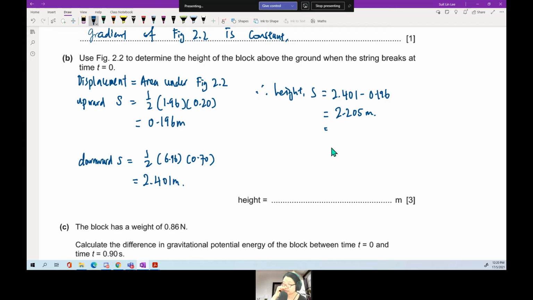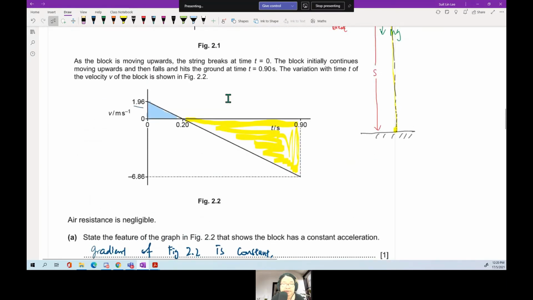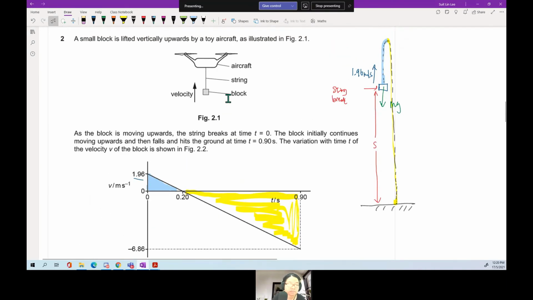The mark scheme answer is 2.2. You want to stick to 1, up to you. It's up to you. You can put 2.205, they're all okay. More SF is okay as long as it doesn't look like a telephone number, okay? All right, so there's another method, obviously.